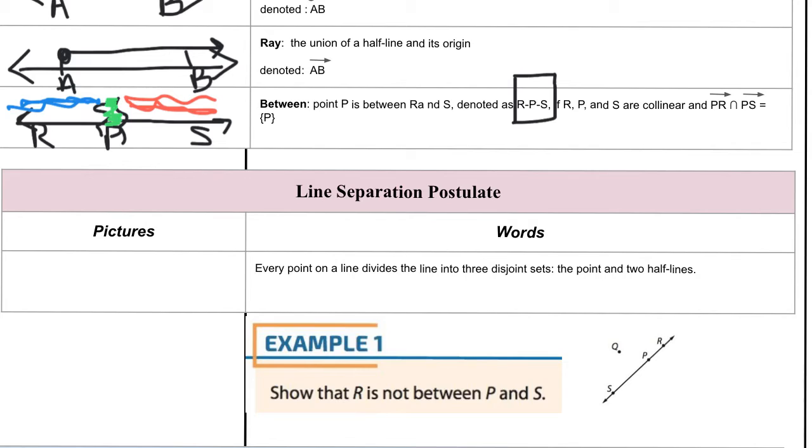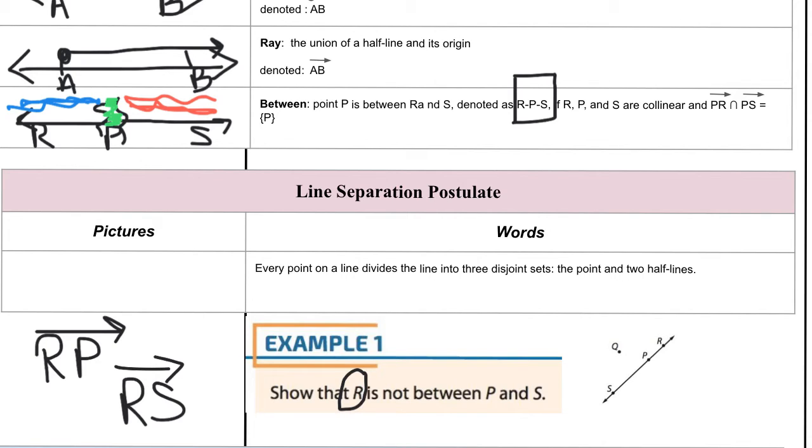Example 1 says, show that R is not between P and S. Show that R is not between P and S. So if we're looking at the two rays that we were talking about, ray RP and ray RS, if we wanted to look at their intersection, R should be their intersection point, right? Because that's the definition of between. It means R should be in between those.